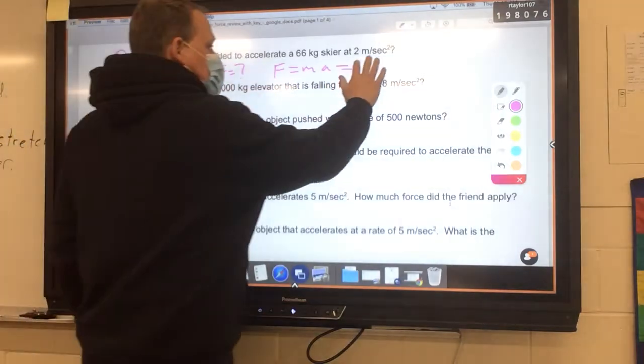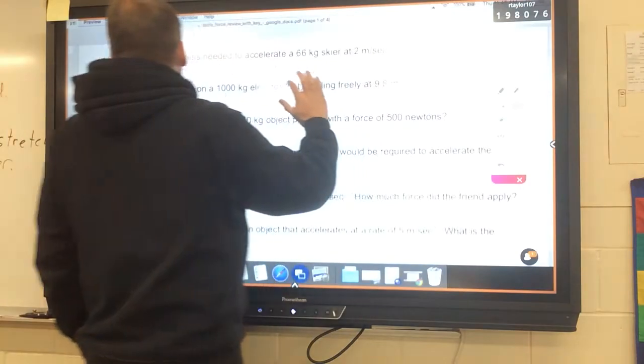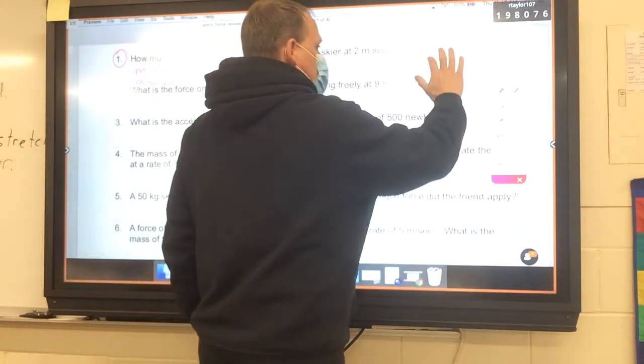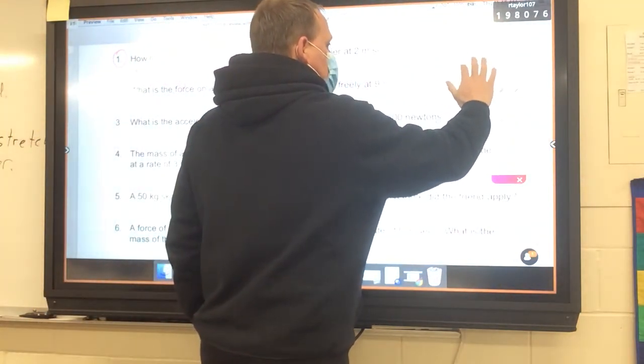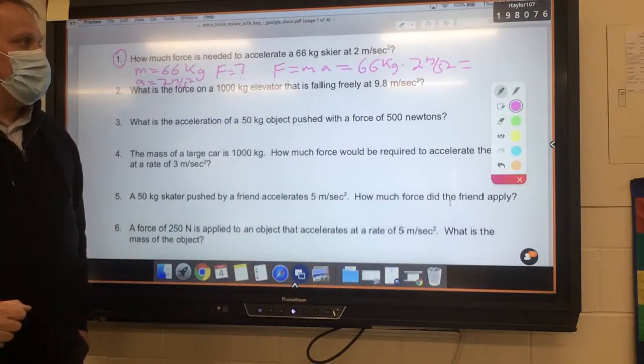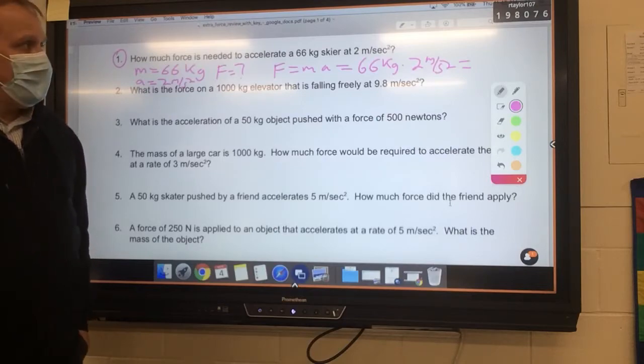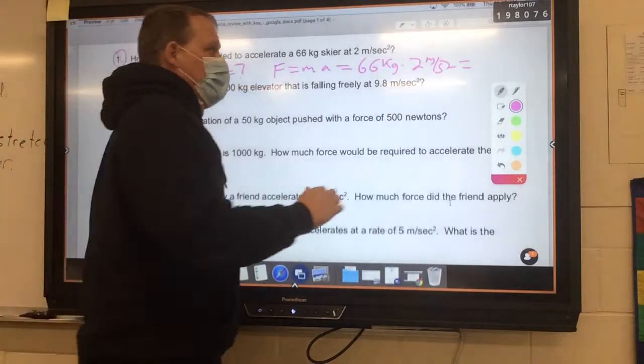So it's going to be 66 kilograms times 2 meters per second squared. And 66 times 2, well, 60 times 2 is 120. 6 times 2 is 12. 120 and 12 is 132.